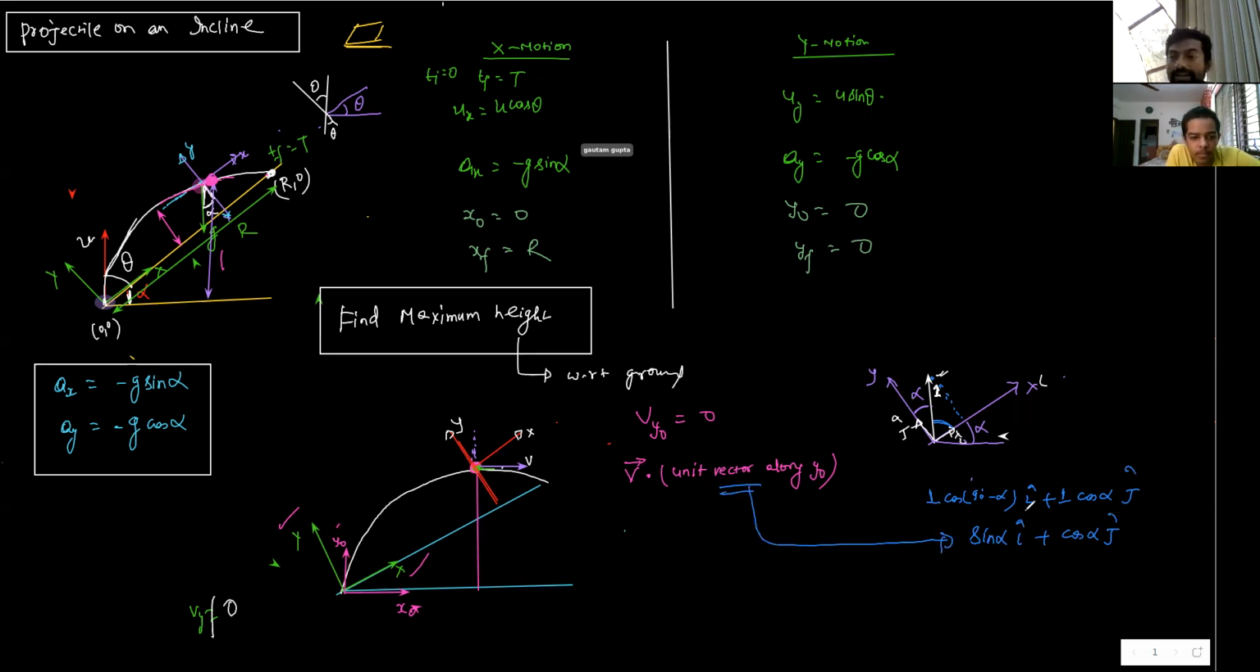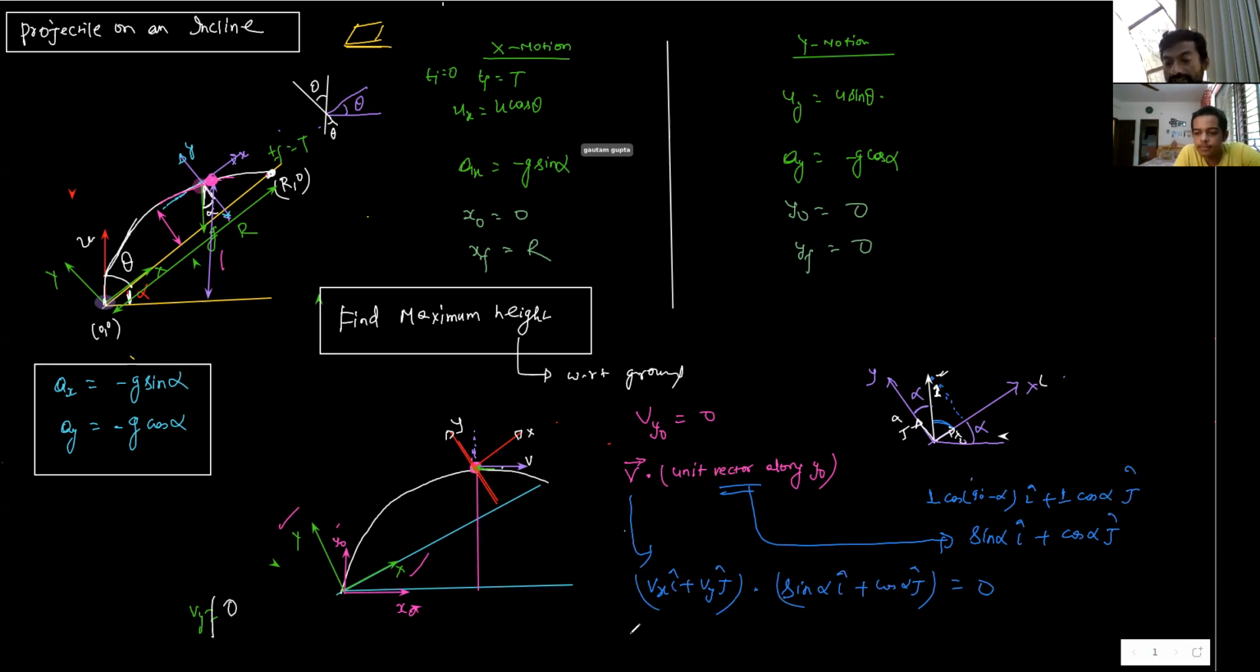Any doubt? Okay. Now what is the v vector? The v vector you can write as vx i cap plus vy j cap. You take the dot product with this unit vector, sin alpha i cap plus cos alpha j cap, and this must be 0. Why? Because your vy component has to be 0, because that is the maximum height. Is it clear?